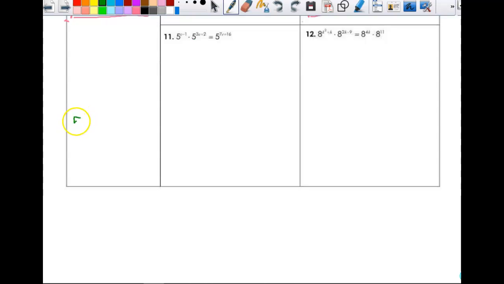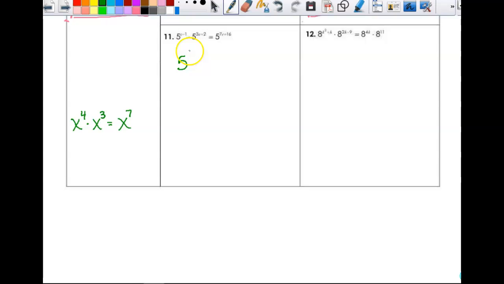If I have 5, let me use something different. Let me use x to the 4th times x to the 3rd. What does that become? You know this, it's not a trick question. X to the 7th, right? You add the exponents, you don't multiply them, right? You've known that for a long time. So that's what's happening up here. The 5s are basically your x's. You are multiplying 2 things with the same bases, so you add the exponents.